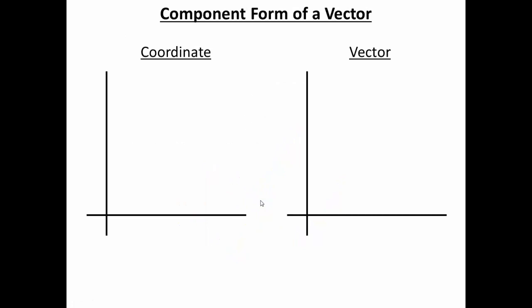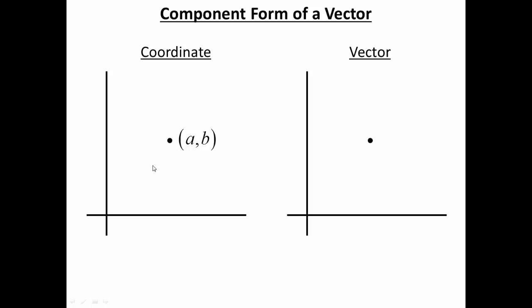Component form of a vector. Now, it's important to distinguish between when something is a coordinate and when something is a vector. Notice here is the same dot on two sets of coordinate planes. On the left, I'm trying to describe a coordinate, so I will use an ordered pair, let's call it AB, to describe the value of that coordinate, the x value, the y value. And it's just a single point in space.